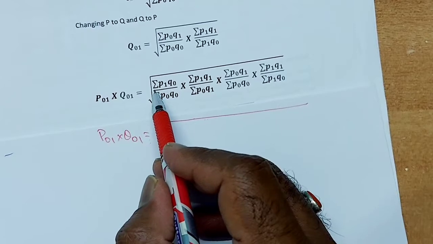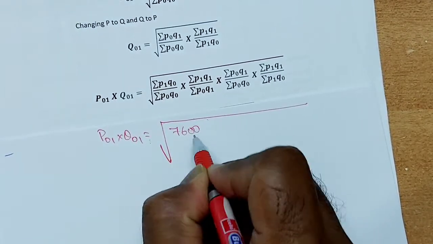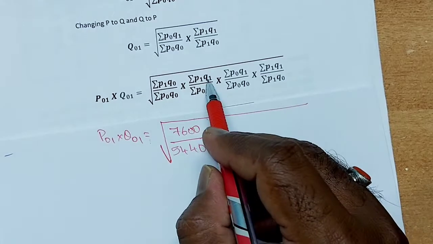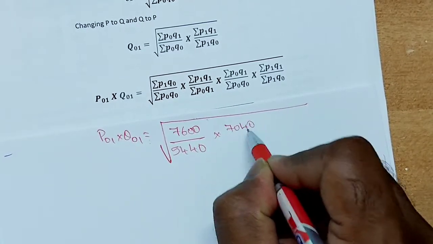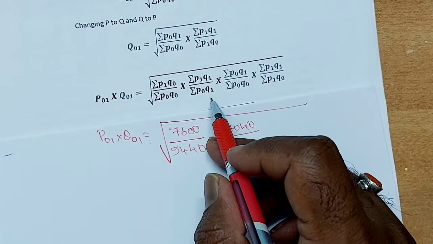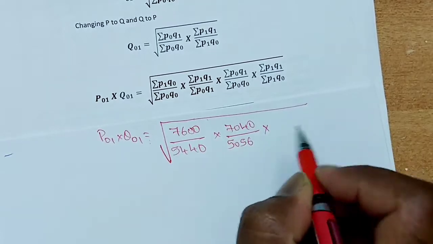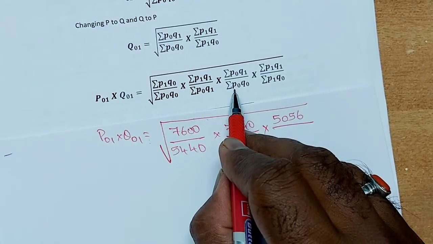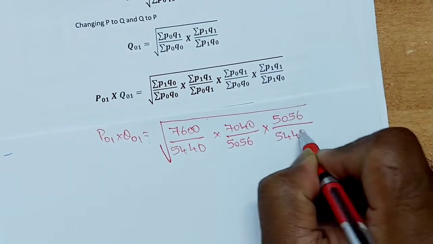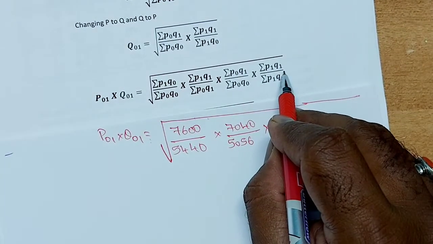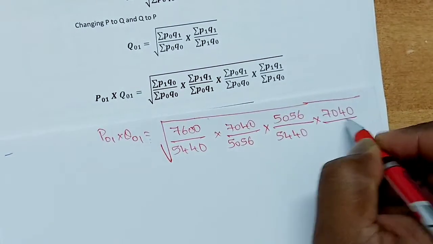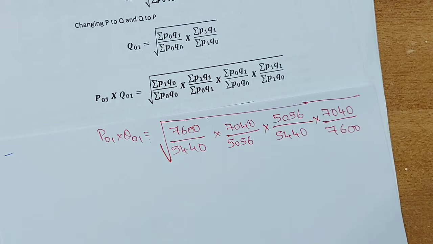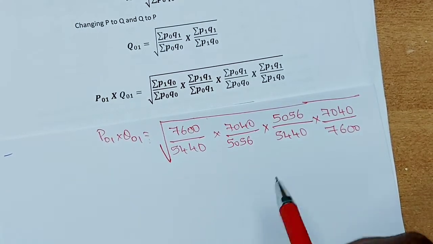Well, what is sigma P1Q0? Sigma P1Q0 is 7600 divided by sigma P0Q0, which is 5440, multiplied by sigma P1Q1, which is 7040, divided by sigma P0Q1, which is 5056, into sigma P0Q1, which is 5056, divided by sigma P0Q0, which is 5440, into sigma P1Q1. Sigma P1Q1 is equal to 7040 divided by sigma P1Q0, which is 7600.